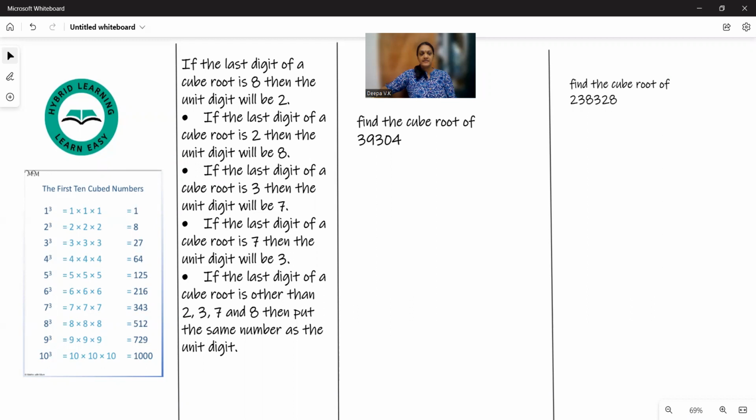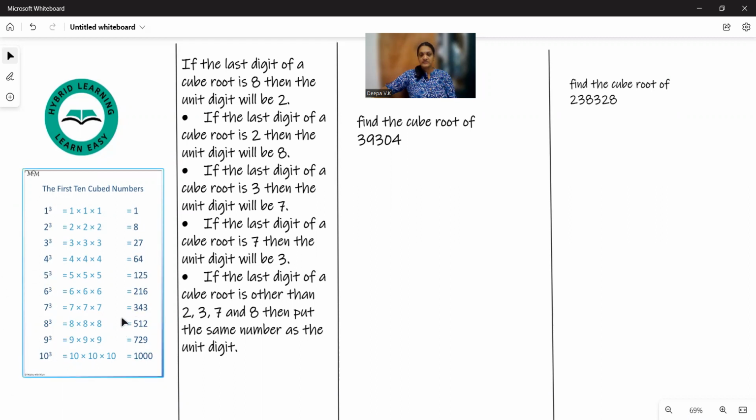Today I have taken up how to find cubes and cube roots in an easy way. First, you have to memorize the first 10 cube numbers. For example, the first natural numbers 1 to 10, if each is multiplied 3 times, I'll be getting these answers. So at least you have to memorize these numbers.